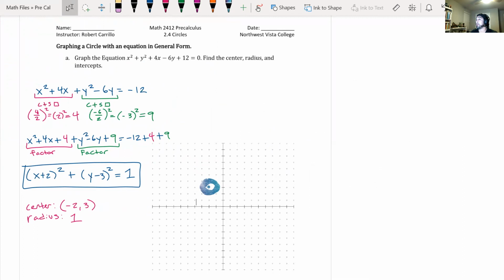Oh, and it said intercepts. Oh, good thing for us. Are there any x and y intercepts? No. Why not? It's not touching any lines. There you go. So there's no intercepts because we don't touch the y-axis and we don't touch the x-axis, right? Excellent.